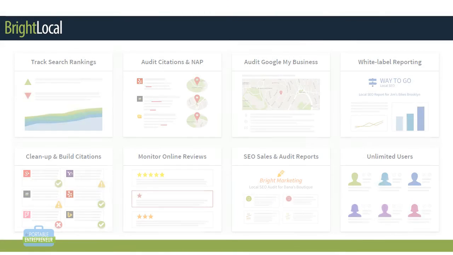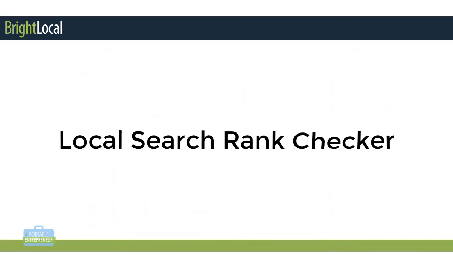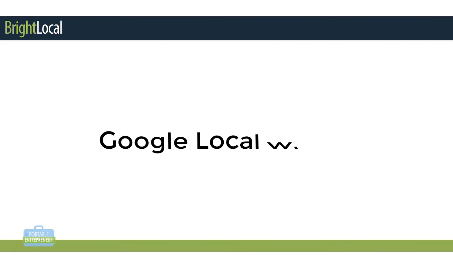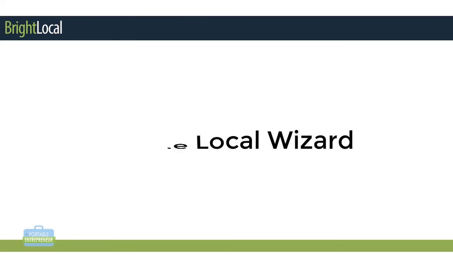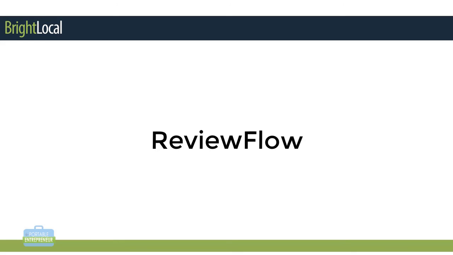So within Bright Local, you're going to find all the crucial tools that you need to get any local SEO job done. In fact, there are 7 SEO tools that are all found within one dashboard. And those tools are the Local Search Rank Tracker, the Local SEO Checkup, Google Plus Local Wizard, Citation Tracker, Citation Burst, Review Flow, and finally Review Biz.